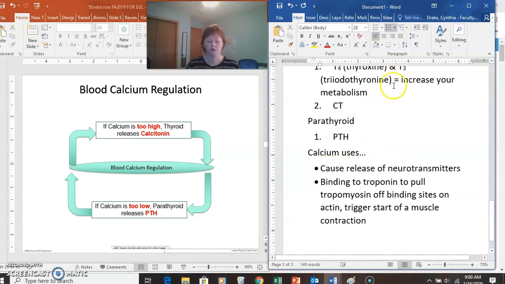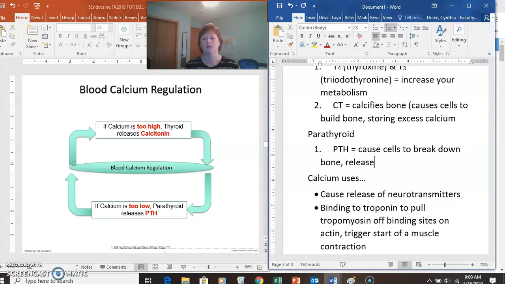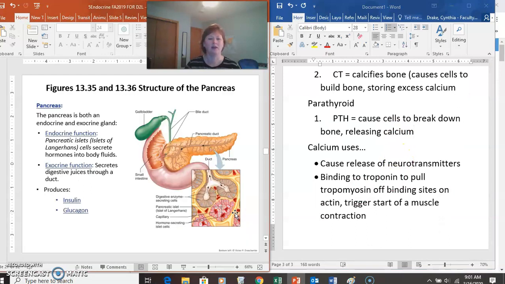All right, so we're going to summarize this. Calcitonin calcifies bone, so it causes cells to build bone, storing excess calcium. Whereas parathyroid hormone is going to cause cells to break down bone, releasing that calcium from the bone. So they're kind of teeter-tottering, working back and forth against each other to make sure that our blood calcium levels stay balanced. All right, so that's our thyroid and our parathyroid.